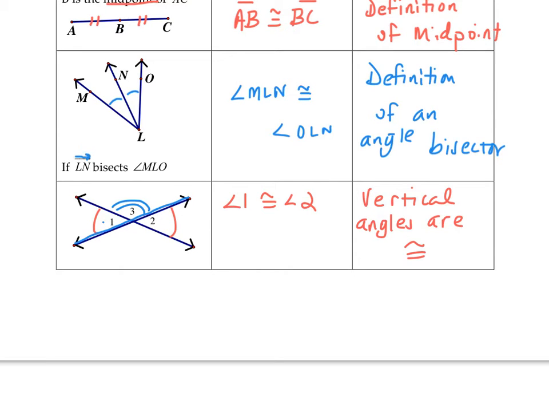So another conclusion could be to say the measure of angle 1 plus the measure of angle 3 is equal to 180. But check it out, it's happening over here too. So we could also say the measure of angle 2 plus the measure of angle 3 is equal to 180. And both of those are by the angle addition postulate.